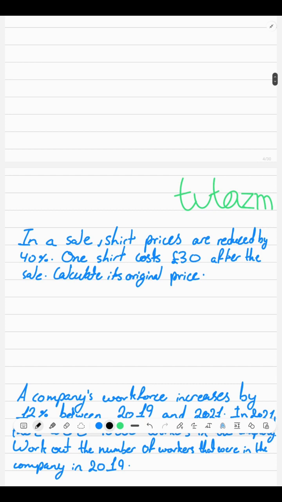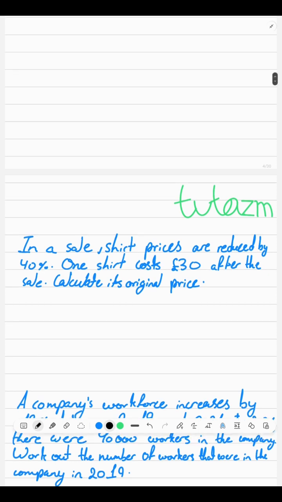So the first question says, in a sale, shirt prices are reduced by 40%. One shirt costs £30 after the sale, so that's the final value. Calculate its original price. When we look at a question like this, you have to look out for the word original or initial or anything of the sort. That gives you the cue that it's a reverse percentage question, not a normal percentage question.